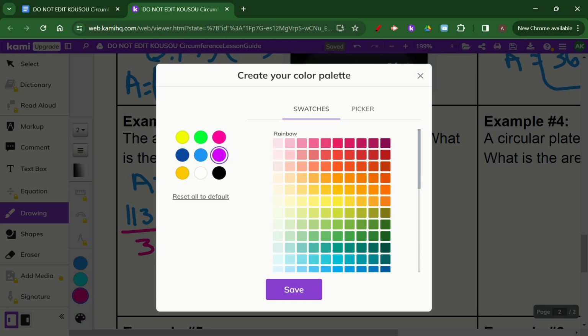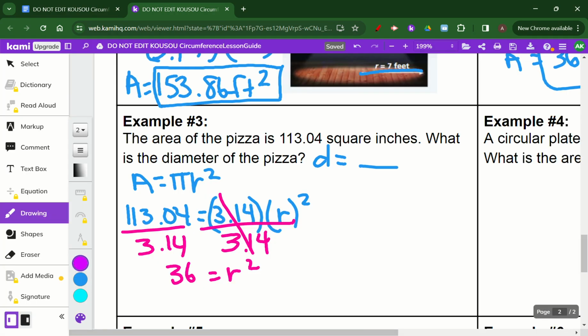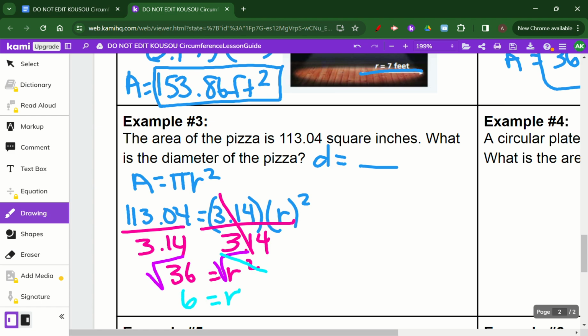Now, 36 is equal to r squared. We just care about r, right, not r squared. So we're going to take the square root on both sides, hopefully you remember that, that means that these two cancel each other out. Squaring a number and then taking its square root are opposites of each other when you solve equations. The square root of 36 is 6. That got us r, but we need to find the diameter, which is 2 times r. So the diameter is 2 times 6, which is 12.